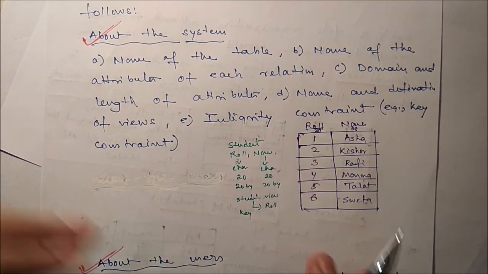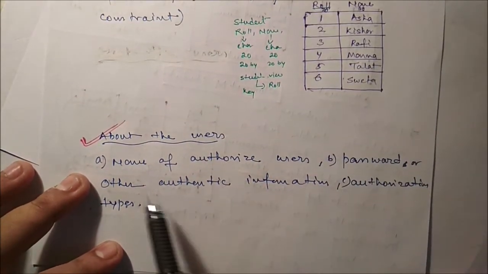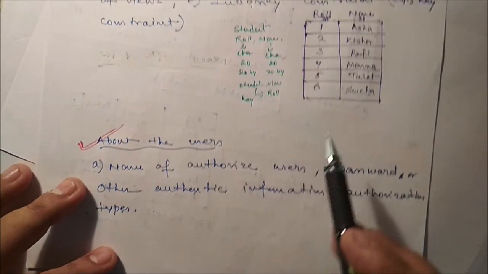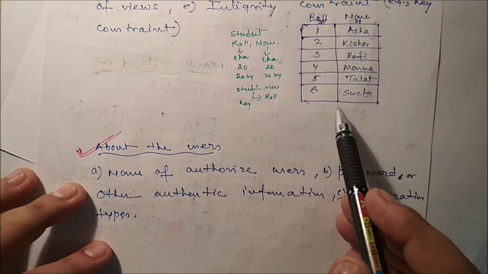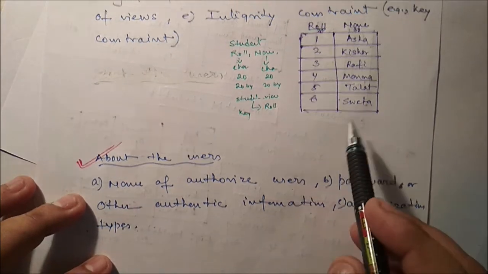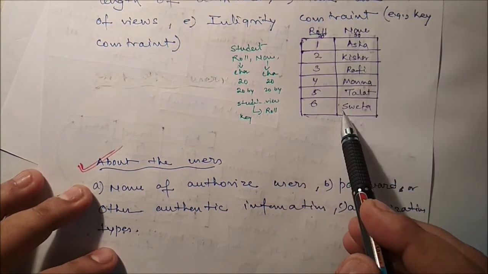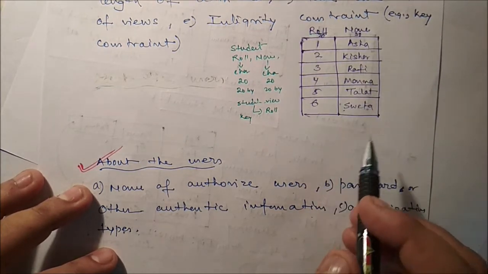Next is information about the users who can use this table: the names of the authorized users, the password or other authentication information, and the authorization type. So that person can read this data, update this data, or change the schema of the table, and so on.